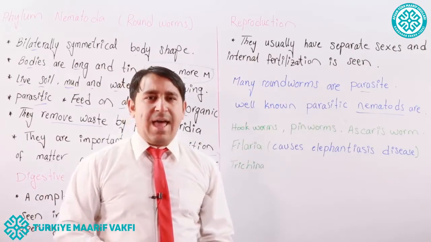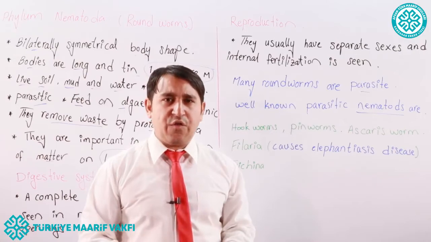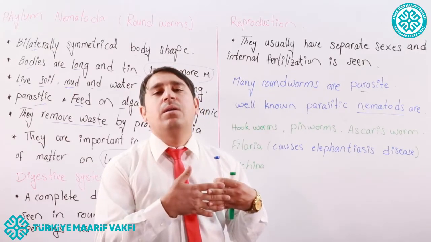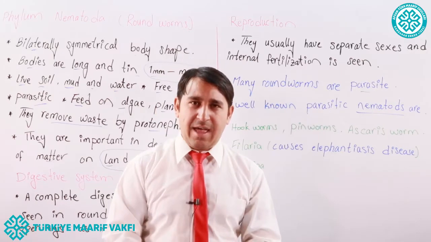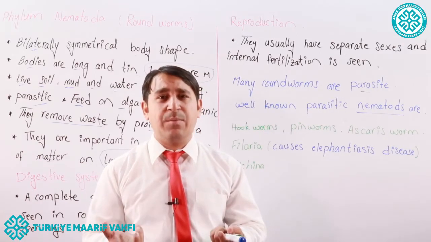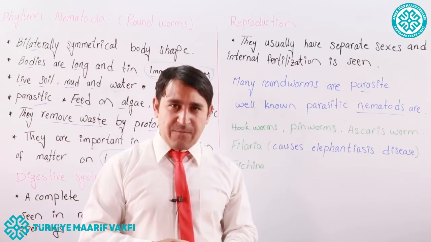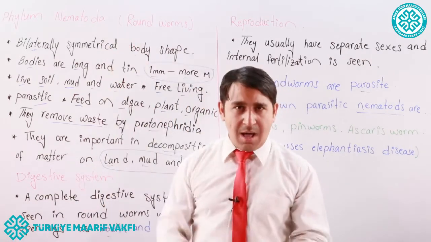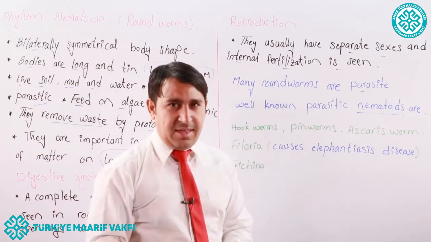If we look at their reproductive system, they usually have separate sexes. Male and female are different from each other. They are not hermaphroditic like platyhelminthes. Platyhelminthes were hermaphroditic. Hermaphroditic means the living organism consists of both male and female reproductive organs, testes and ovaries. Both organs of the reproductive system we can see in just one living organism. Because of that, they are called hermaphroditic. Now, the platyhelminthes are hermaphroditic, but the roundworms or nematodes are not hermaphroditic. They have separate sexes, and internal fertilization is seen in their body.